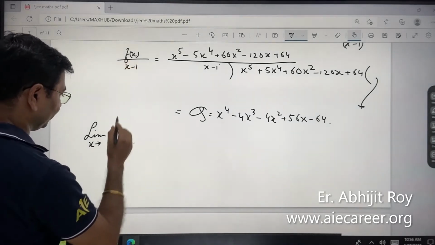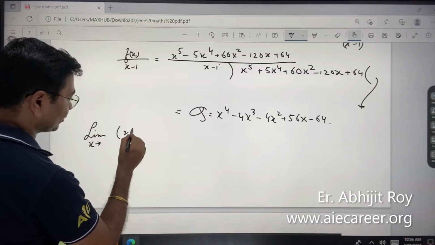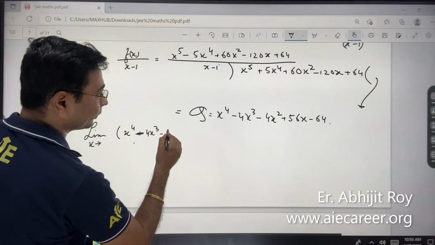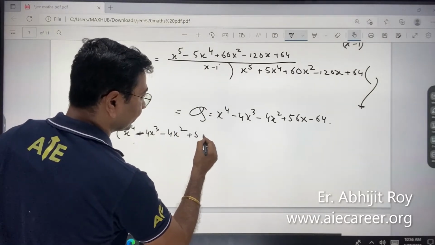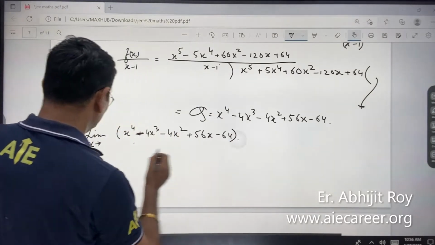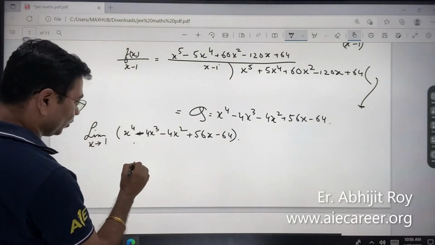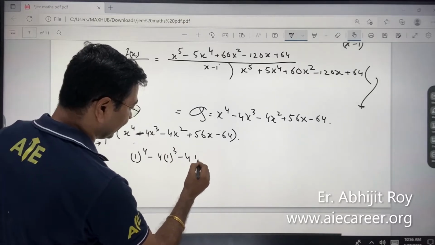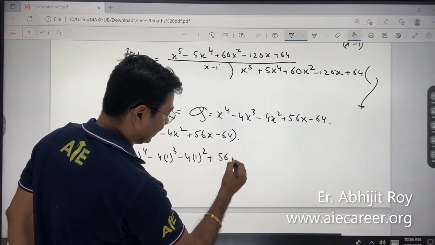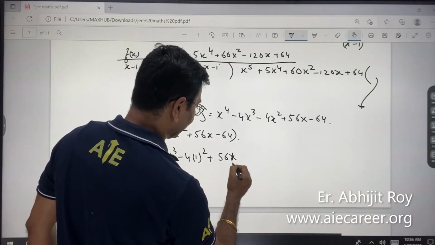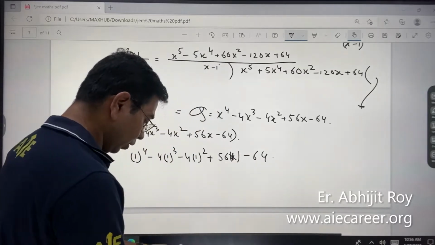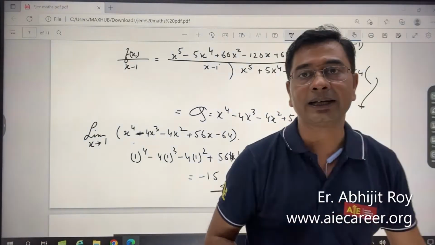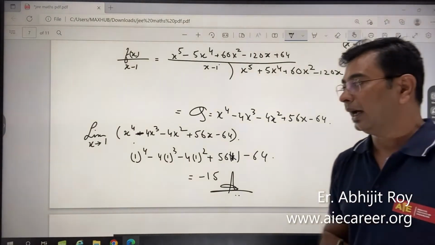When you divide it, this part I am going to get as x to the power 4 minus 4x cube minus 4x square plus 56x minus 64, right? Close the bracket when x tends to 1, and you just put the limit over there: 1 to the power 4, 1 cube minus 4, 1 square plus 56, 1 minus 64, and if you put all these values you are going to get minus 15. So this was the longest question I tell you, right? This was the biggest question, and this is the approach.